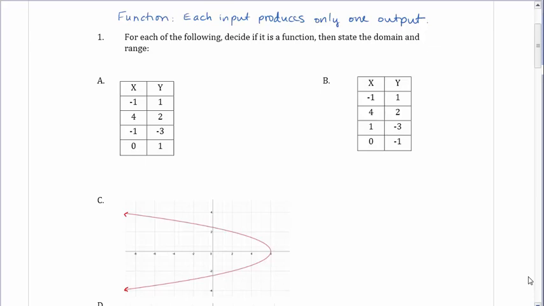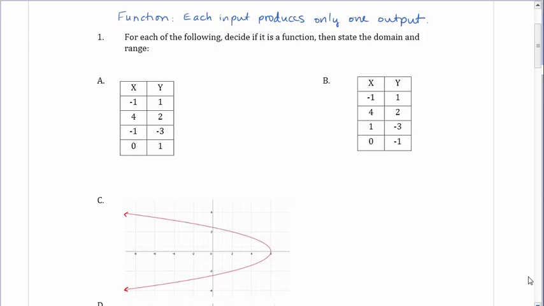This is a video that's going to review the fundamentals of functions, what it means to be a function, domain, and range. And in the second part of the video, we're going to talk about how to evaluate functions or solve equations that involve functions from graphs and tables.